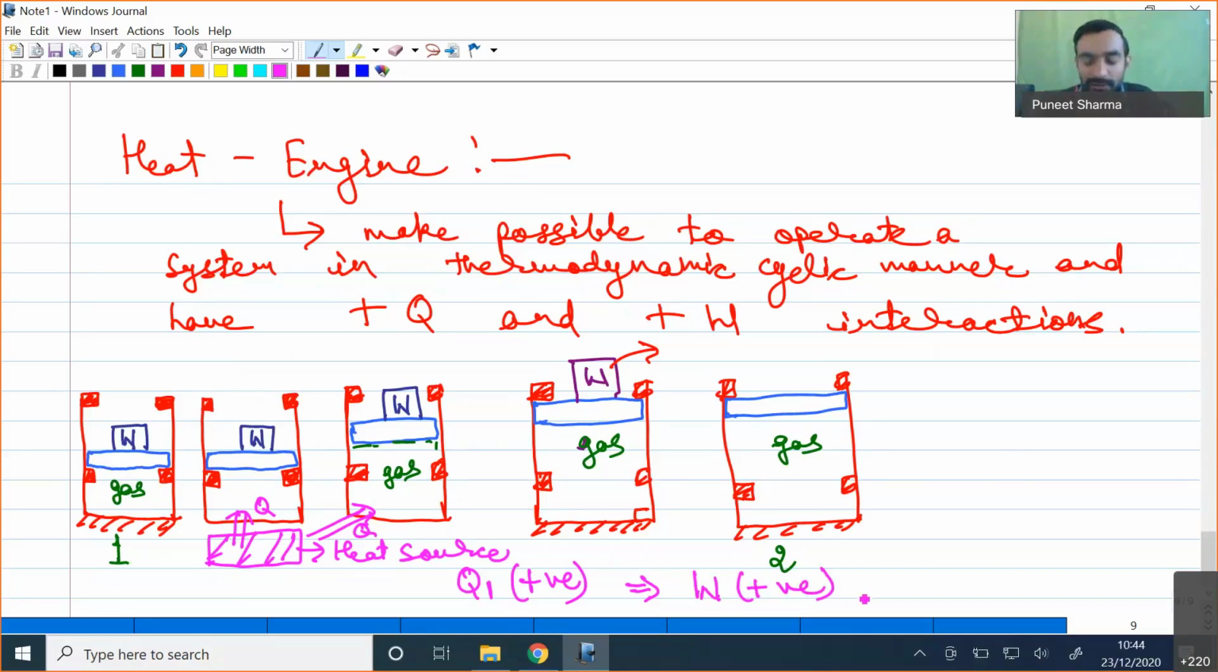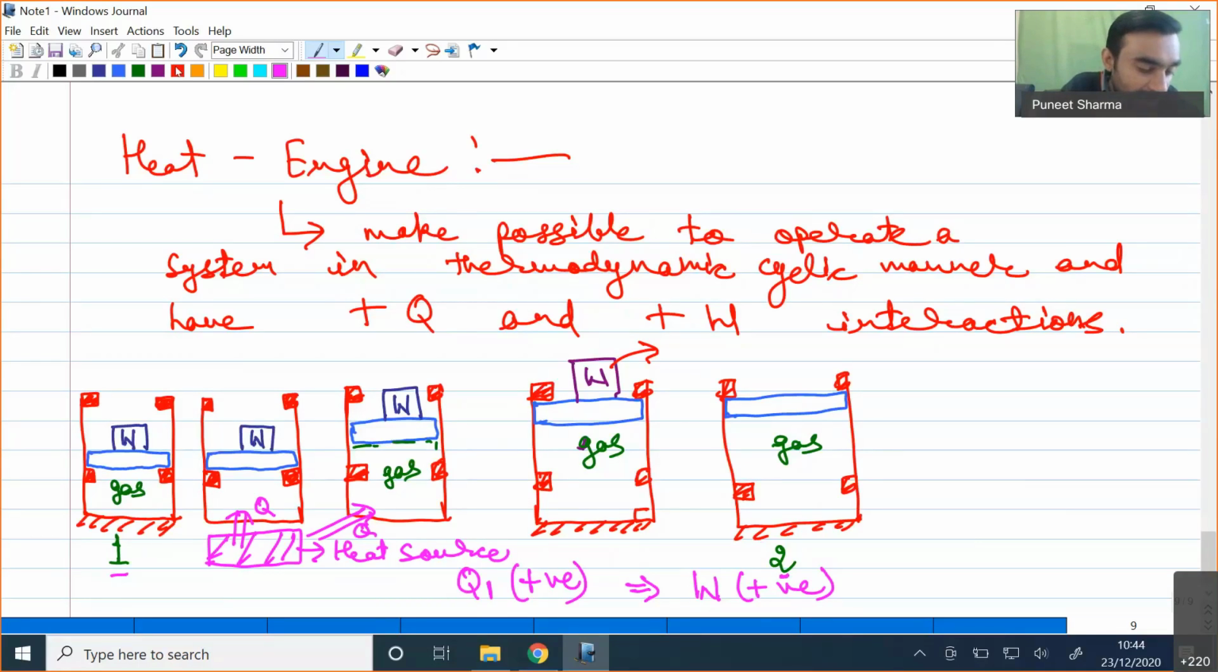Now, we want to operate this system in a thermodynamic cyclic manner. If I have to operate this system in a thermodynamic cyclic manner, once again I have to change my state from state 2 to my initial state 1.